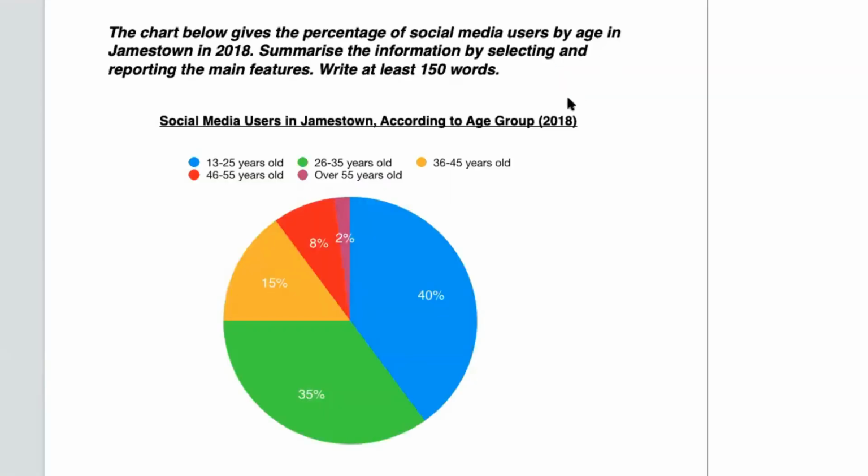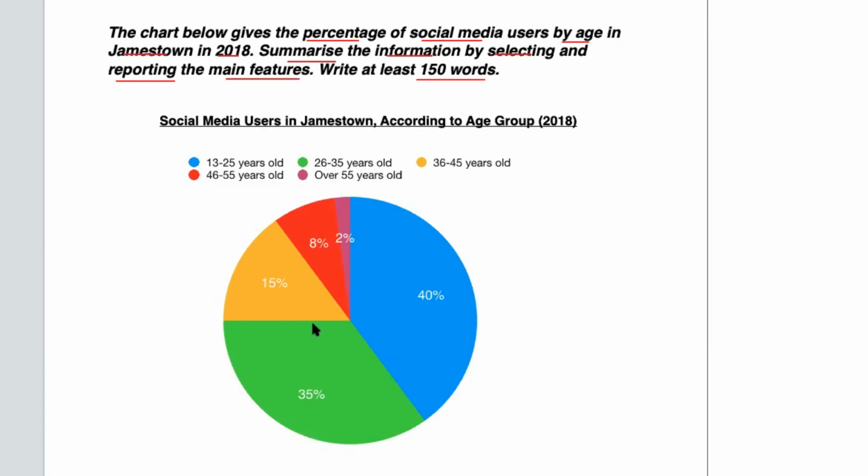All right, and here we are with our first writing prompt for today. So let's take a look at the prompt and then we'll analyze this pie chart together. So it says, the chart below gives the percentage of social media users by age in Jamestown in 2018. Summarize the information by selecting and reporting the main features. Write at least 150 words. So we know that our minimum is 150 words.